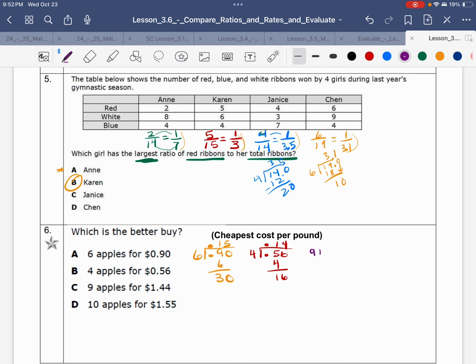9, 0, 1, 9, 5, 4. That's 6. So that one's 16 cents. That one's more. And then we got 10. That's why it's really important for you to be comfortable with division. This is something you'll have to do on these tests.